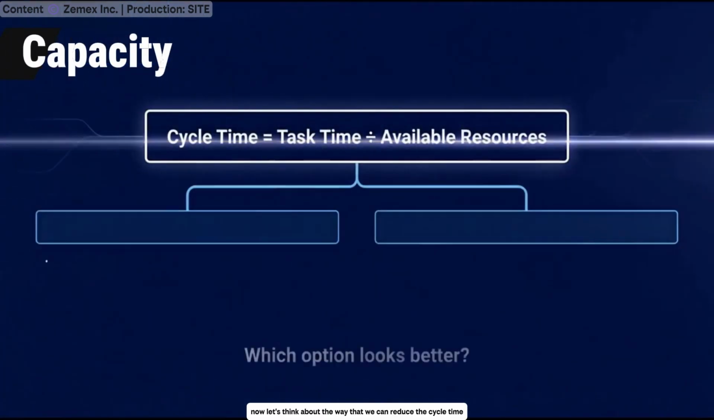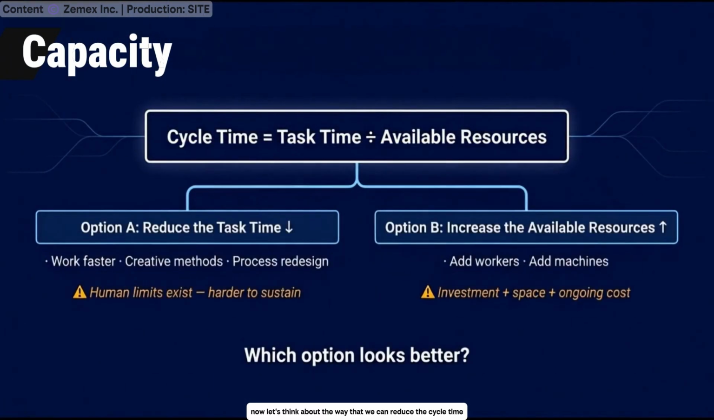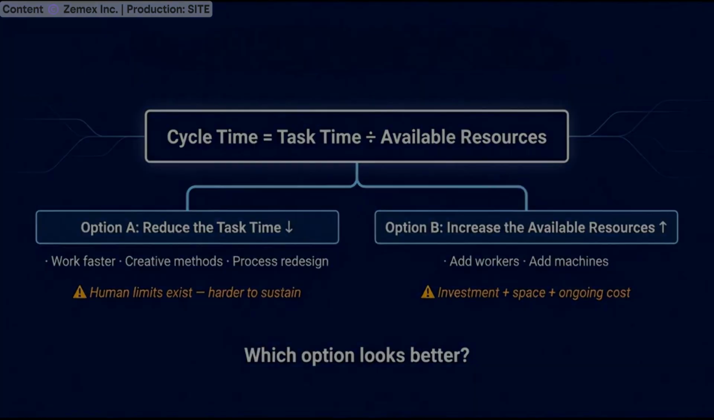Now, let's think about the way that we can reduce the cycle time. There are 2 options: either you reduce the task time or increase the available resources. Reducing the task time means working faster to complete the task in some way. As a human being, there must be a limit to reducing task time unless you use a creative method. As for the available resources, it is actually such a basic idea that everyone can think about. Which one would you choose?